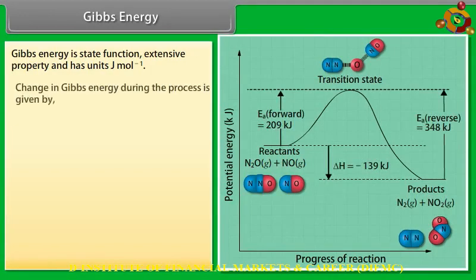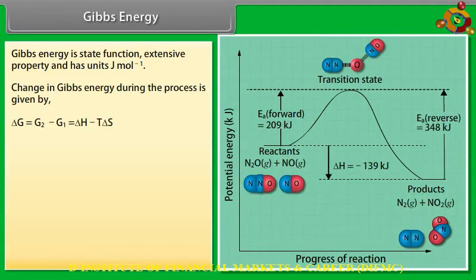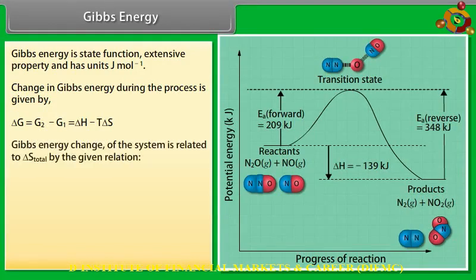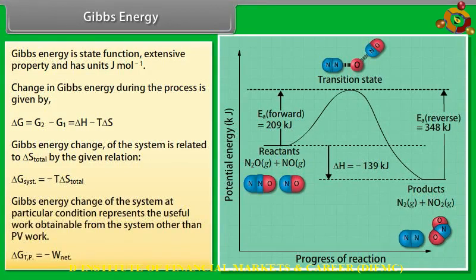Change in Gibbs energy during the process is given by G2 minus G1, which is equal to delta H minus T delta S. Gibbs energy change of the system is related to delta S total by the given relation. Delta G of system is equal to minus T delta S total. Gibbs energy change of the system at a particular condition represents the useful work obtainable from the system other than PV work.